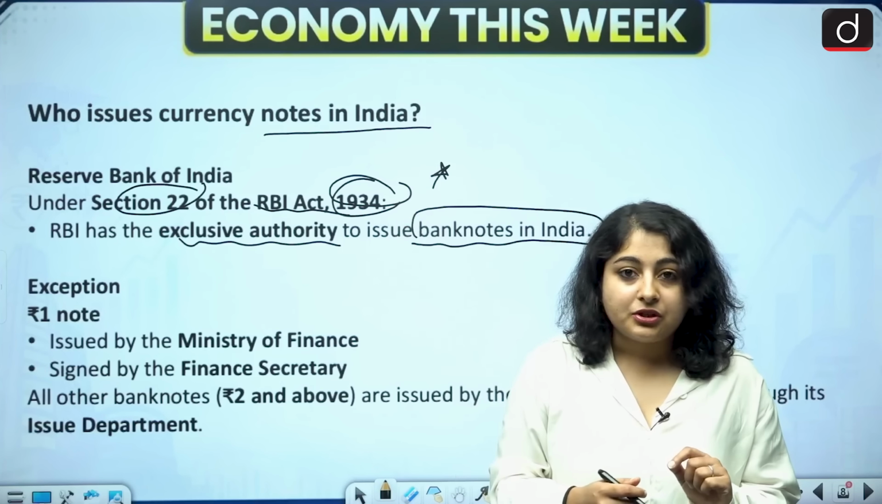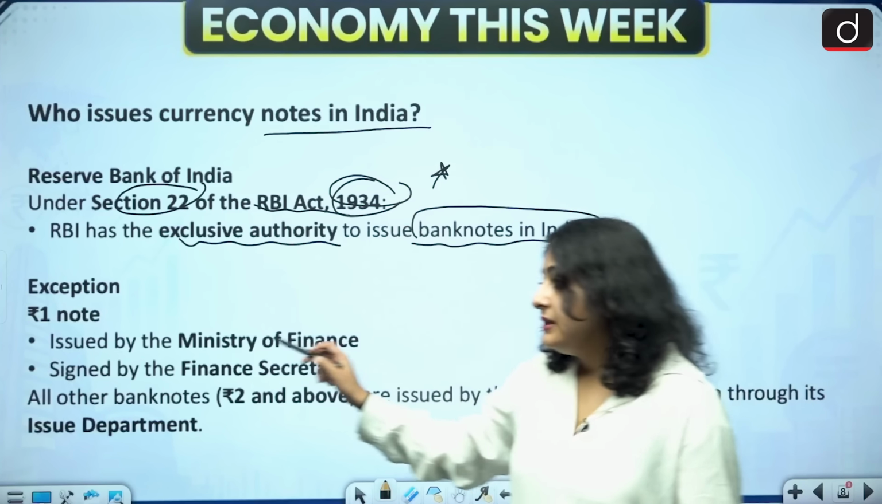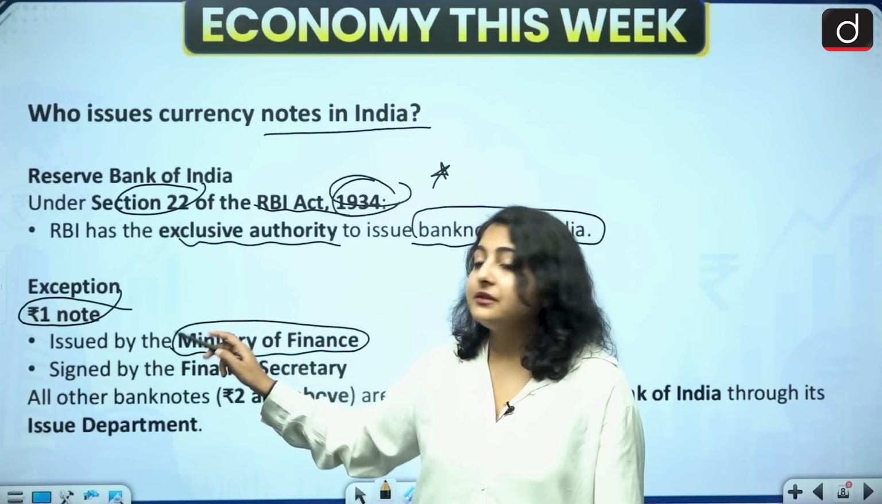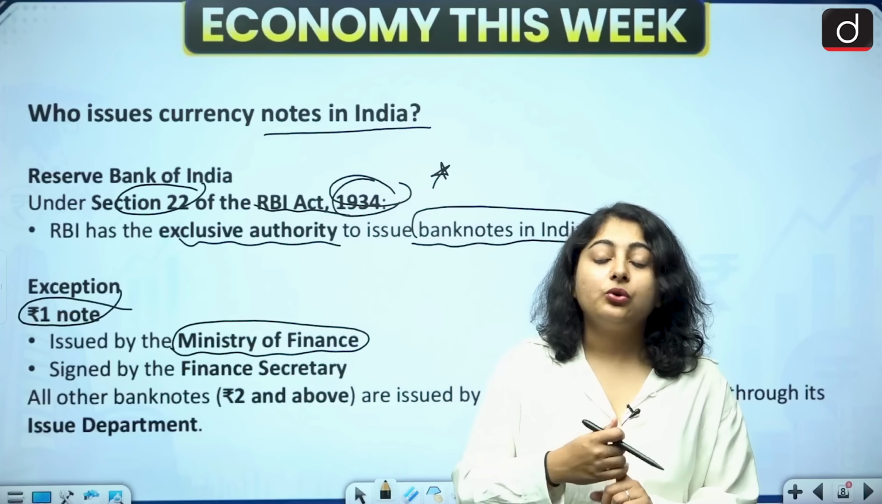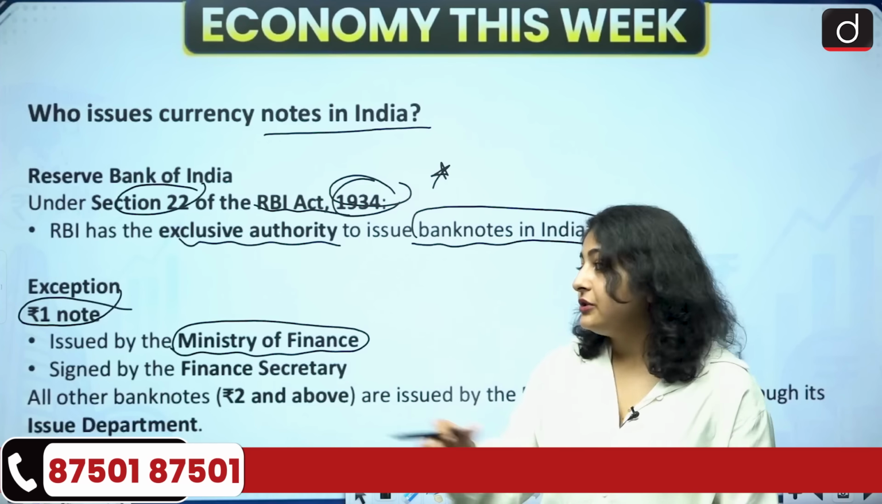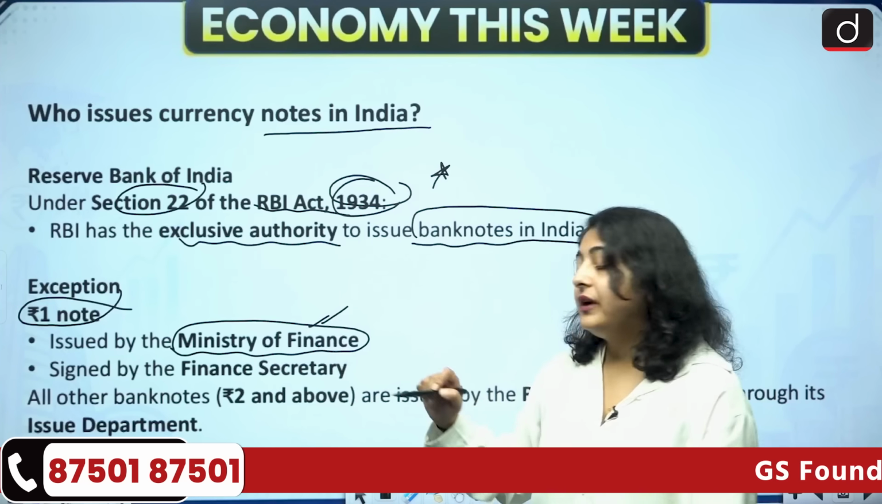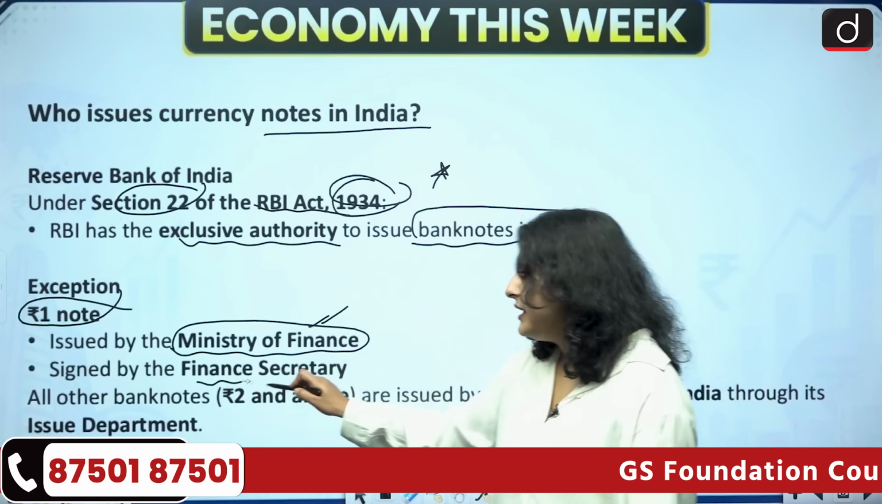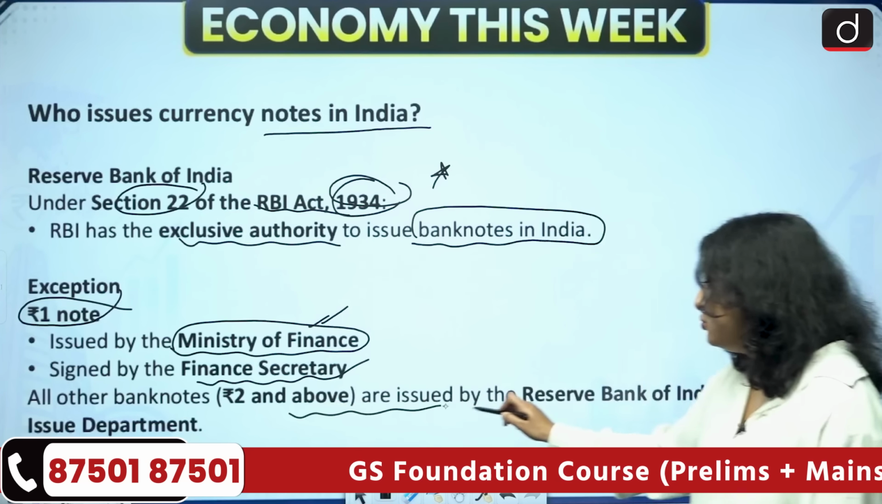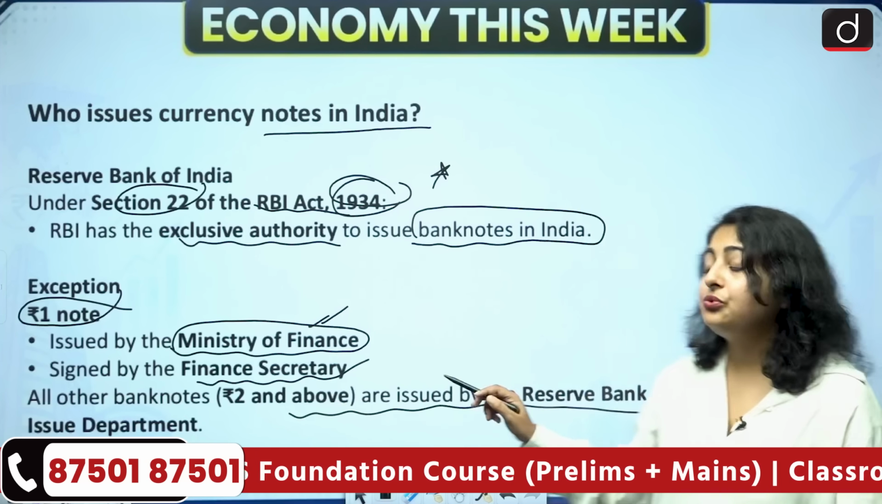But there is one exception. What is that exception? The 1 rupee note is issued by the Ministry of Finance. Except the 1 rupee note, all other notes are issued by RBI. The 1 rupee note is issued by the Ministry of Finance and signed by the Finance Secretary. All other banknotes are issued by RBI through its issue department.